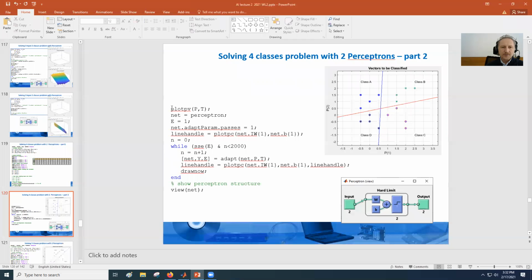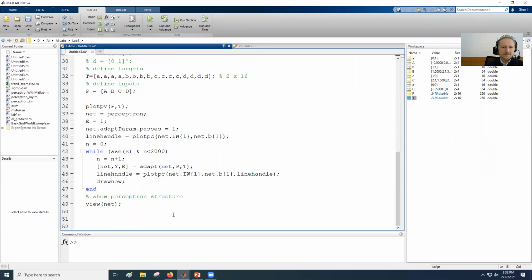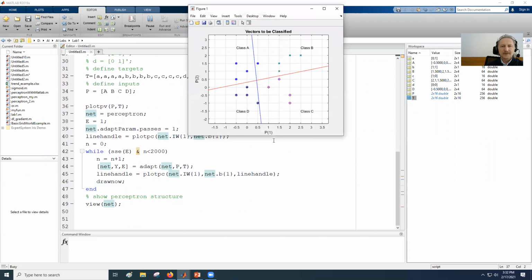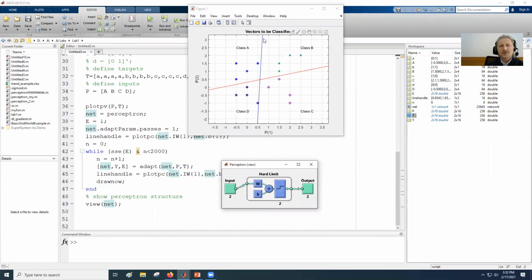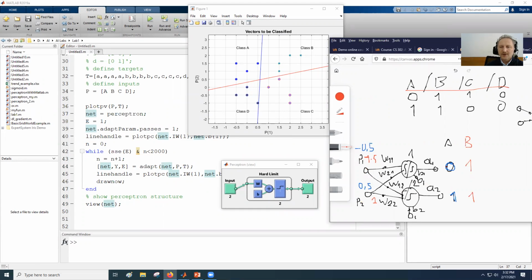Let's copy and paste the second training section of this code. We will again train this perceptron network by using the adapt function. Look, after some training, it correctly finds 2 lines. Also, you can see our network virtually. It has 2 inputs, P1 and P2, and 2 outputs, A1 and A2. We don't have 1 neuron here, we have 2 neurons, neuron 1 and neuron 2, 2 perceptrons. These 2 perceptrons successfully separated our class A, class B, class C, and class D.